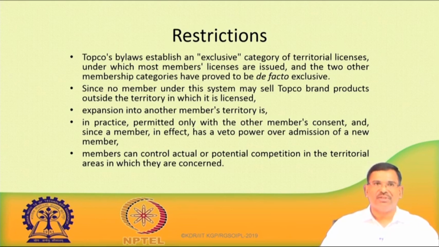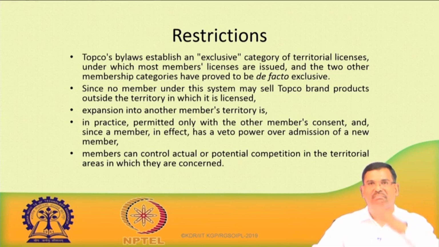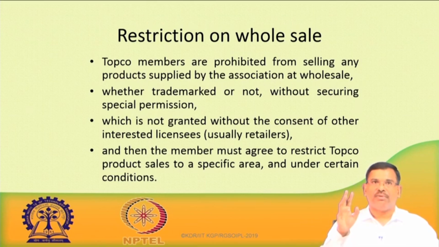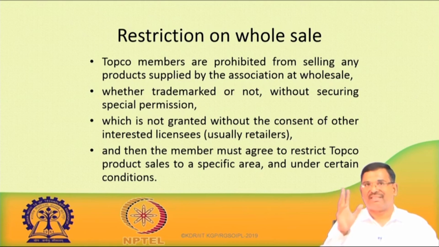Here competition is severely curtailed within the territorial limits, because this association will make very sure that one person is not encroaching upon the territory of another. So, the territorial market restrictions are put. Topco put restrictions on wholesale business as well as retail business. Retail business is specific to that particular geographical area, and the Topco members are completely prohibited from selling any products supplied by the association at wholesale.